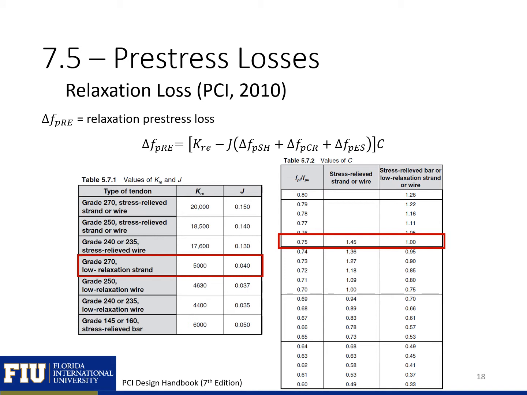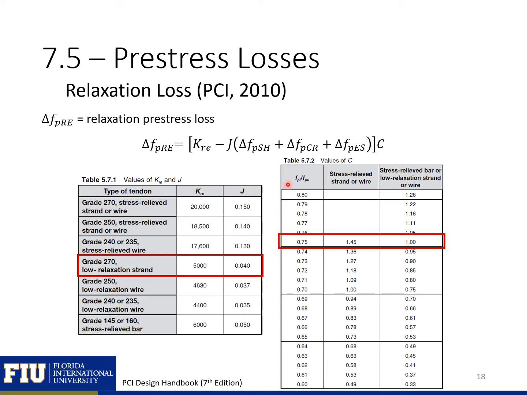We can calculate our pre-stress loss due to strand relaxation using the equation shown on this slide. Typically, we'll have grade 270 low relaxation strands. So using the table here from the PCI Design Handbook, we can find a K relaxation equal to 5,000 PSI and a J of 0.04.